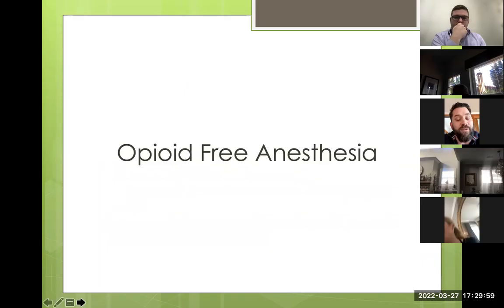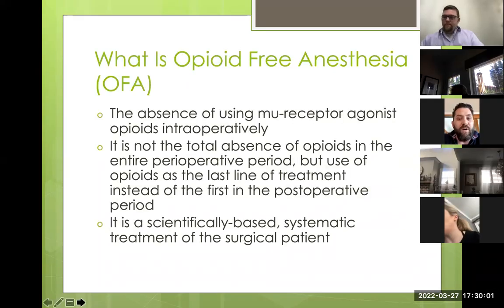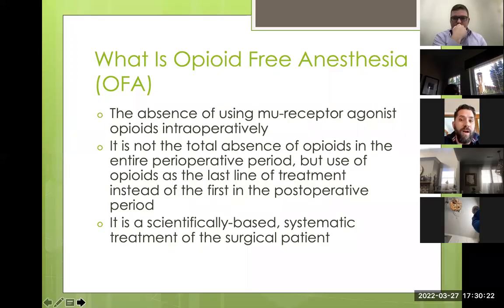So opiate-free anesthesia. What is opiate-free anesthesia? This is where I like to tell the difference between opiate-free anesthesia and opiate-free analgesia, okay? Opiate-free anesthesia is just the absence of using a mu receptor agonist in the operating room. Opiate-free analgesia is what we aim for if we're going to use nerve blocks in the operating arena, or if we're going to continue using these meds post-operatively.